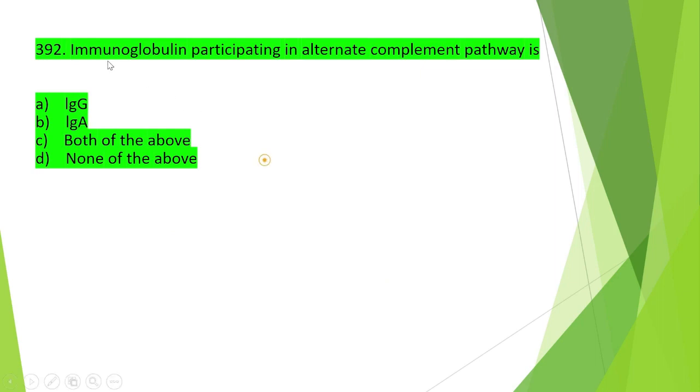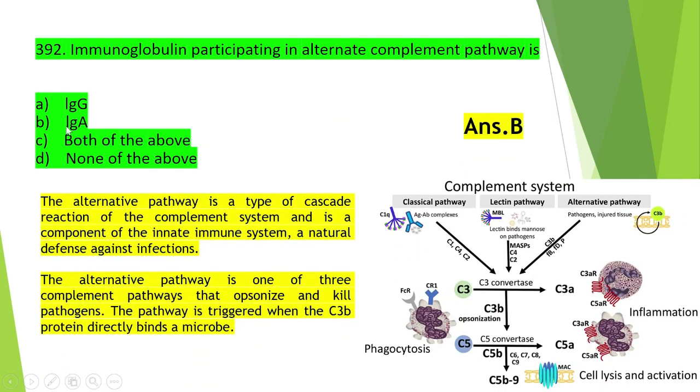So move on to the next: the immunoglobulin participating in the alternate complement pathway is IgG, IgA, both of the above or none of the above. The right answer is option B, that is IgA. So the immunoglobulin or antibody participating in the alternate complement pathway is IgA. The alternate pathway is a type of cascade reaction of the complement system and is a component of the innate immune system and natural defense against infection. The alternative pathway is one of the three complement pathways that opsonize and kill pathogens. The pathway is triggered when the C3b protein directly binds to microbes.